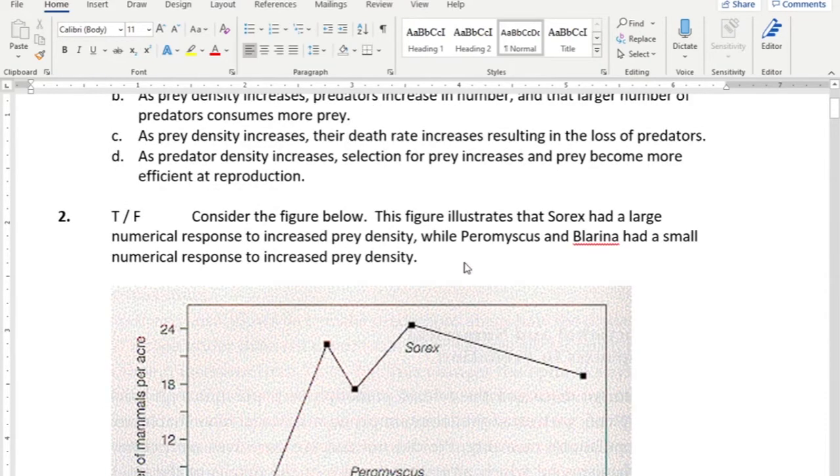Next, for number two, consider the figure below. This figure illustrates that Sorex has a large numerical response to increase prey density, while Peromyscus and Blarina had a small numerical response to increase prey density. Well, if you look at it, Sorex does have a numerical response. It increases steeply here, so that would be a true statement. Peromyscus and Blarina appear to have a functional response rather than a numerical response.